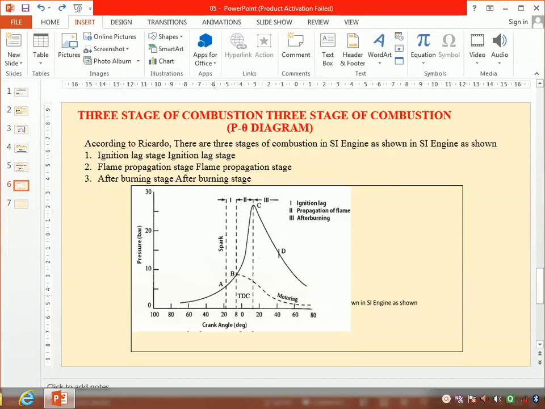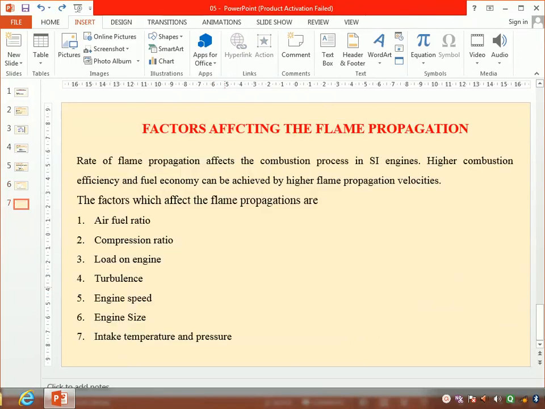It falls under three categories: ignition lag stage, flame propagation stage, and afterburning stage. Getting? So the first stage we will discuss is A to B, the ignition lag stage. Ignition lag stage means a certain time interval between the instant of spark. It is from A to B. This is the ignition lag stage.